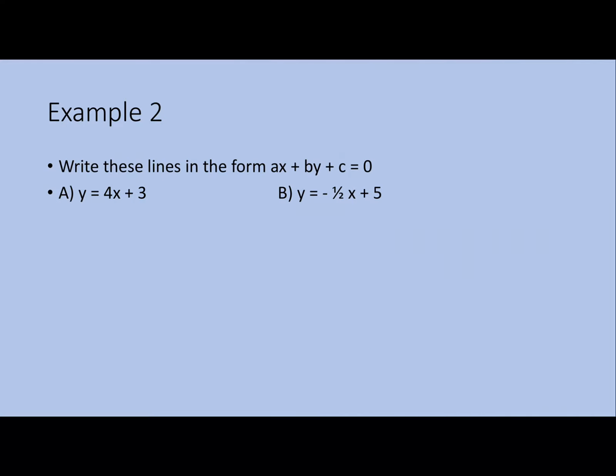Example 2. Write these lines in the format ax plus by plus c equals 0. So the first thing we know is that a, b and c have to be whole numbers for this to work. So let's start with the first question, a. Y equals 4x plus 3. We want the x's, the y's and the constant term all to be on the same side of that equal sign. So if we subtract y from both sides, we'll get something like this.